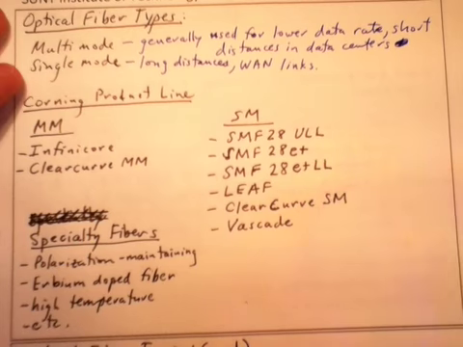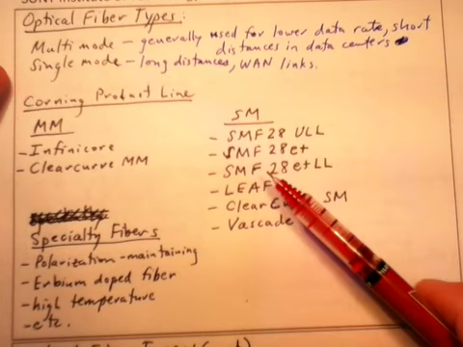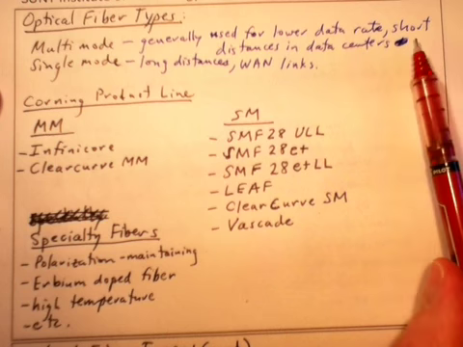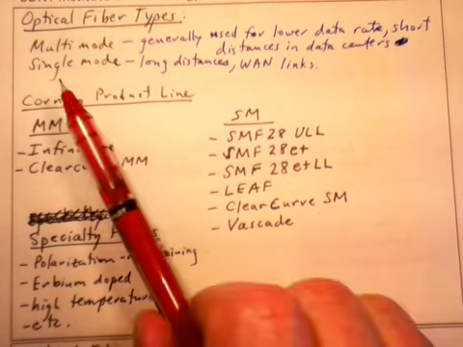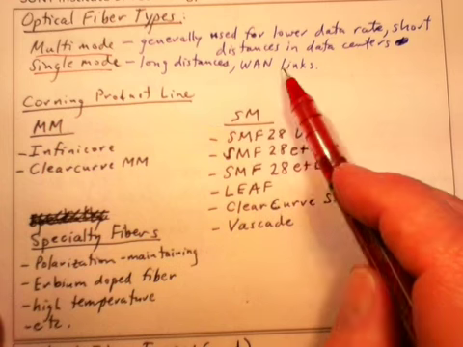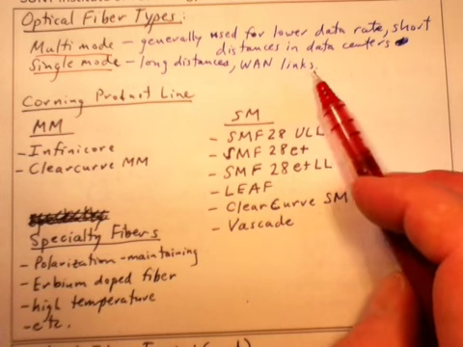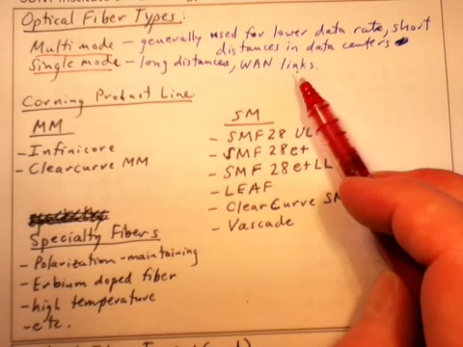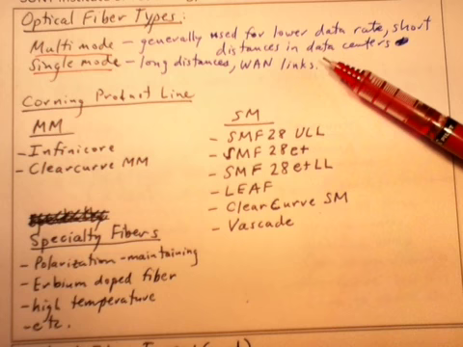Well, the main distinction between different types of fiber is between multimode and single mode. Multimode fibers are usually used for lower data rates, short distances, typically in data centers and the like, maybe inside of a building, whereas single mode fibers are used for long distances and wide area network links. Generally speaking, we've got much larger bandwidth distance products for single mode fibers due to the absence of modal dispersion.